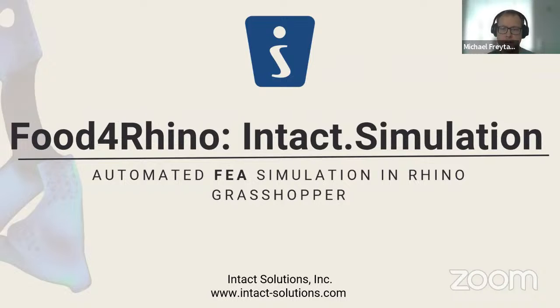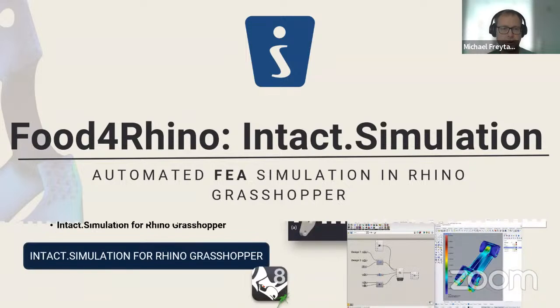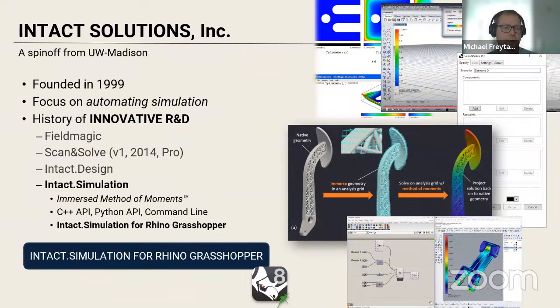We're going to be talking about Intact.Simulation for Rhino Grasshopper, and let's get started with a little background first with the company. Intact Solutions is a company that was founded in 1999 as a spinoff from the University of Wisconsin-Madison. We've always had a focus on automating simulation for designers and design professionals from a range of industries, from marine to mechanical engineering to architecture.